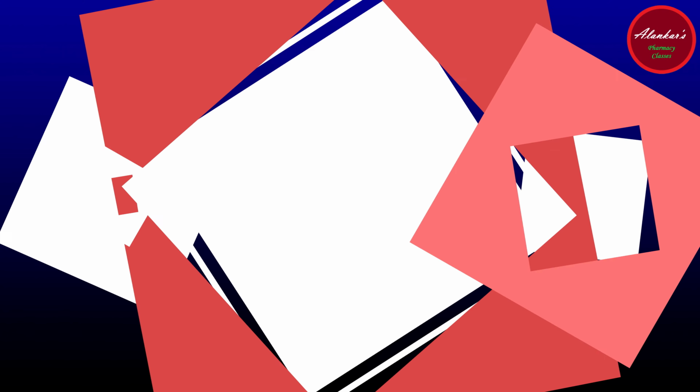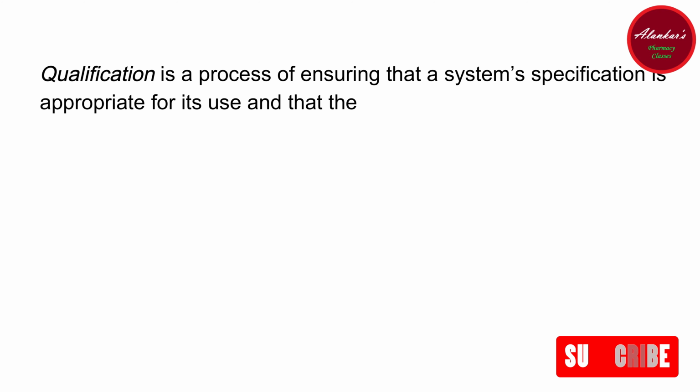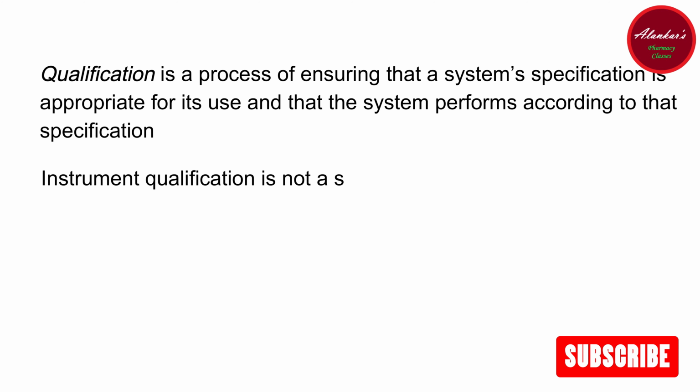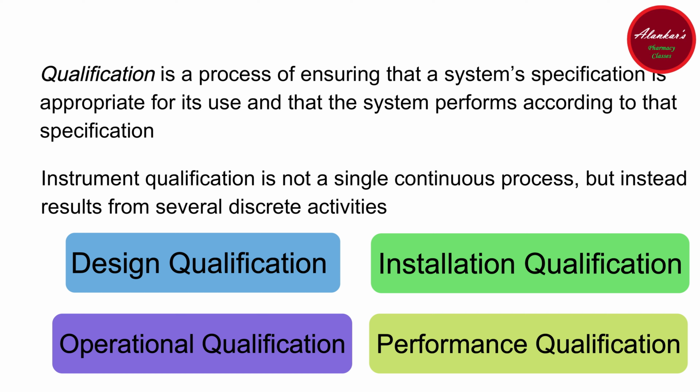So let's start. Qualification is a process of ensuring that a system's specification is appropriate for its use and that the system performs according to that specification. Instrument qualification is not a single continuous process, but instead results from several discrete activities. These activities can be grouped into four different phases: design qualification, installation qualification, operational qualification, and performance qualification.